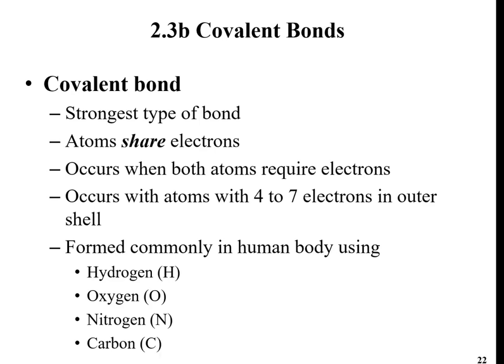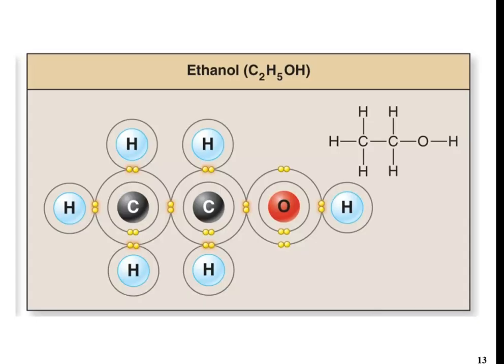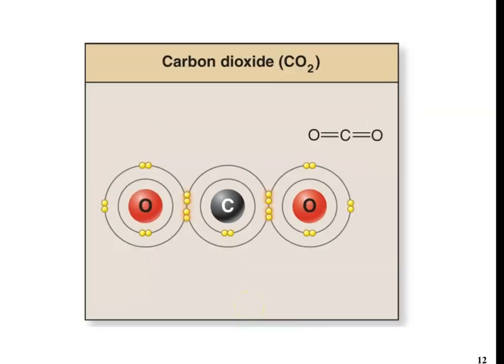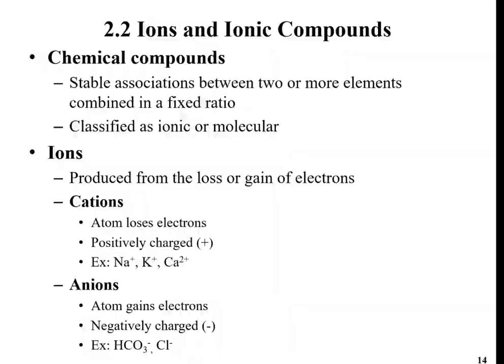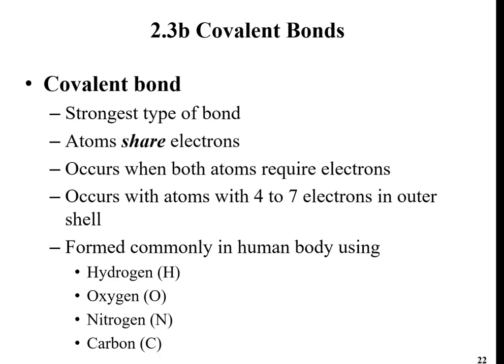All right, covalent bonds are the strongest type of bonds, and this is where atoms share electrons. I showed you that a little bit earlier. Let's see, bring that up. Covalent bond here. So these are examples of covalent bonding. Covalent bonds occur when both atoms need electrons. And the ones that we'll see commonly formed in the human body will use hydrogen, oxygen, nitrogen, and carbon.